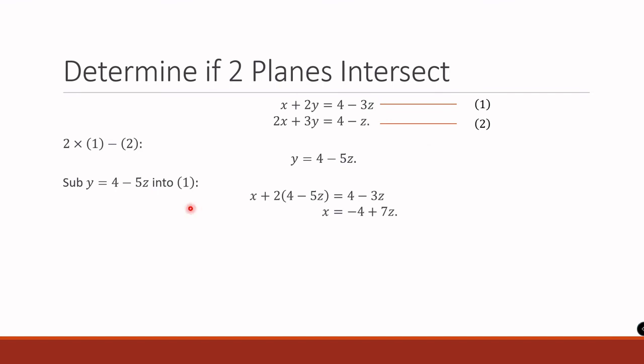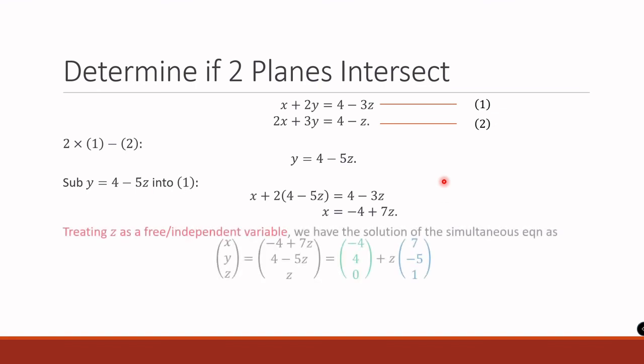And to find z, I just substitute back into one of the equations. So in this case, I substitute back into equation 1. I will get x equals to this. Alright. So in a way, I managed to find x and y in terms of z.